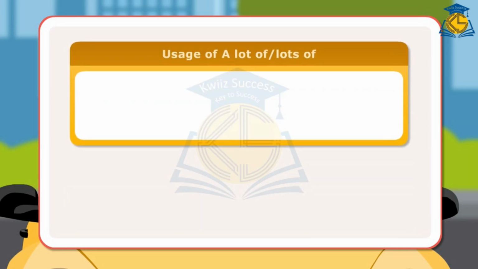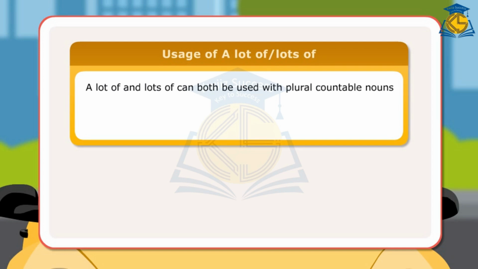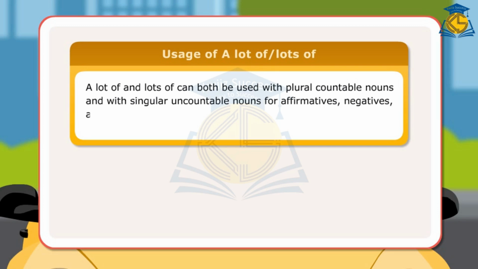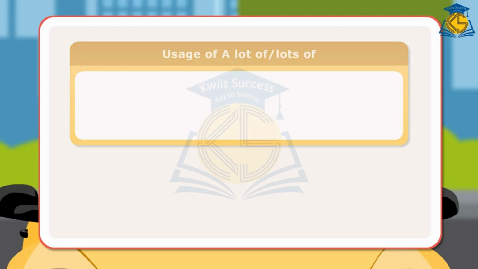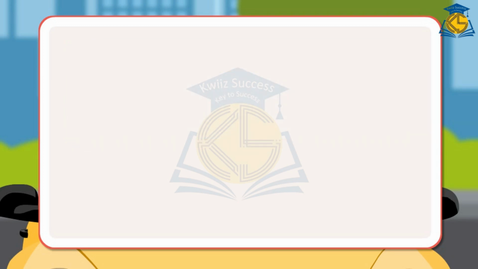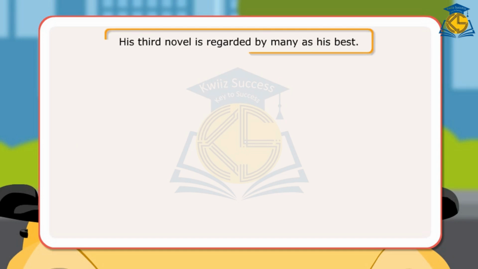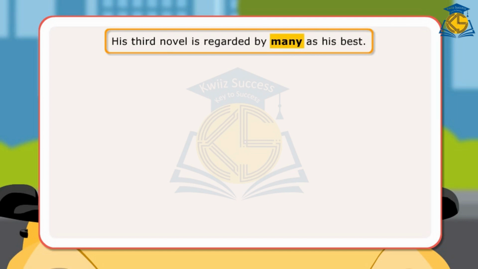Usage of a lot of, lots of. A lot of and lots of can both be used with plural countable nouns and with singular uncountable nouns for affirmatives, negatives and questions. Let us look at few examples. His third novel is regarded by many as his best. In this sentence, many denotes a lot of people.